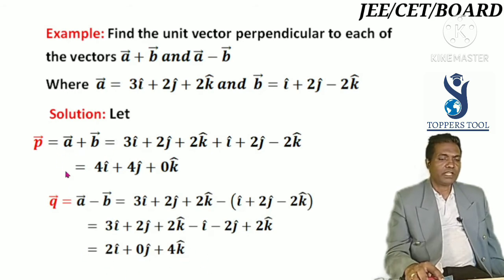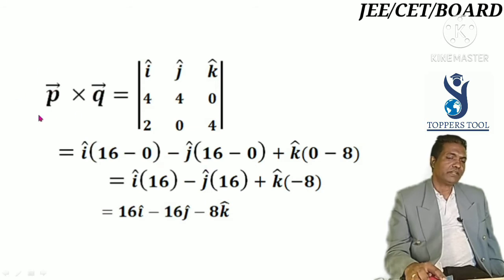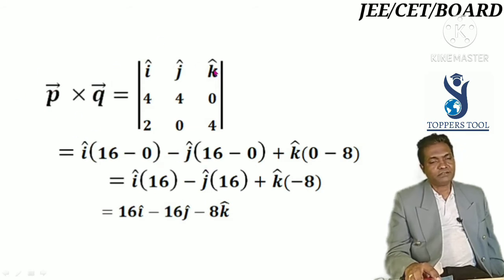Now we got A plus B and A minus B, that is P and Q. Our intention is to find the unit vector which is perpendicular to these two, meaning perpendicular to P and Q. As we discussed earlier, you have to find the unit vector in the direction of P cross Q. That is the required result. So first find P cross Q. P cross Q is, as earlier, by the determinant, where you found what P is and what Q is. So write their coefficients, expand it, you will get this.